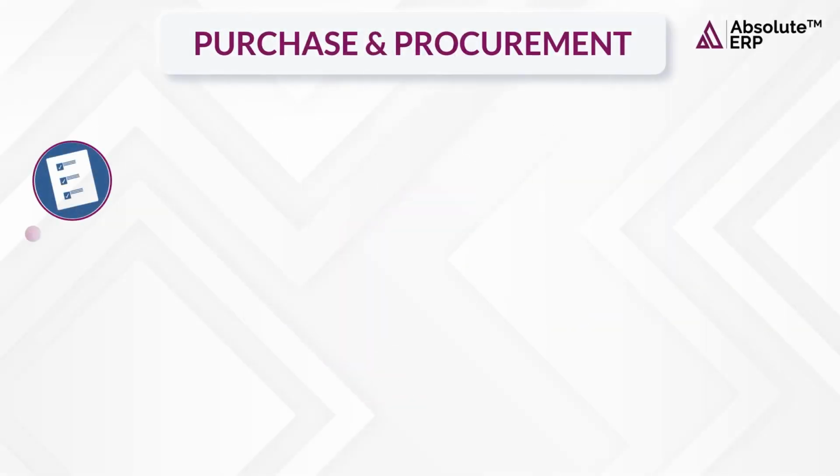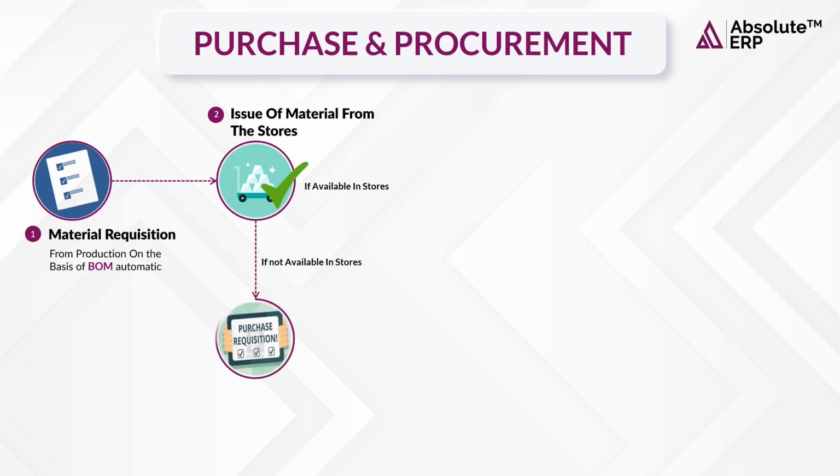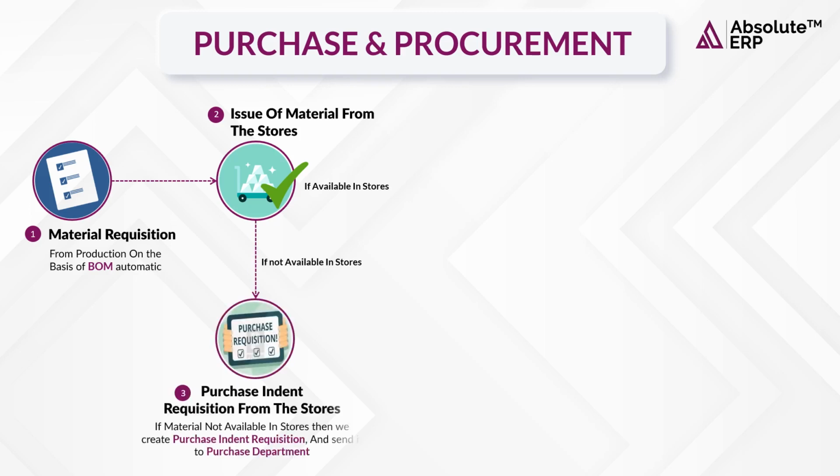First is the material requisition, sent by the production to the store on the basis of the bill of material automatically. If the material is available in the store, it will be issued. If the material is not available in the store, in that case, the store person will create a purchase indent requisition, and it will be sent to the purchase department.